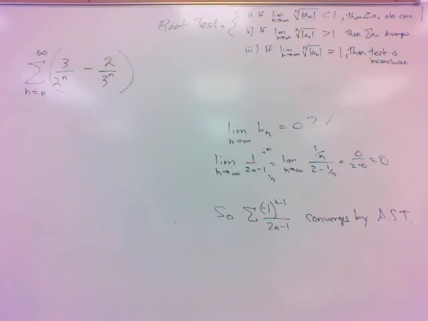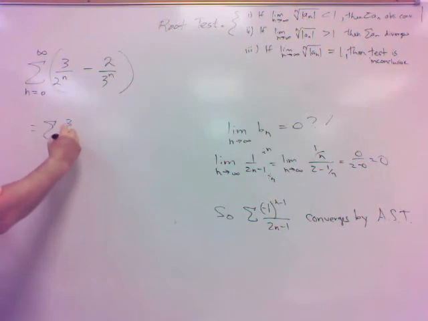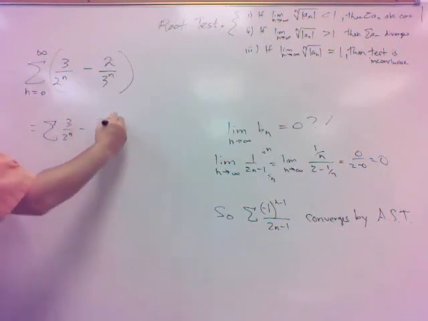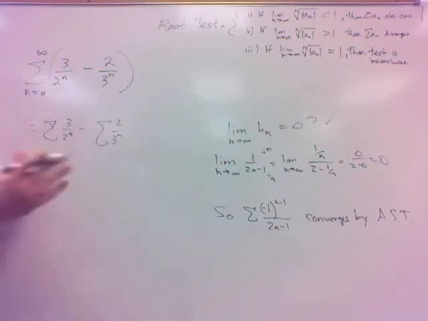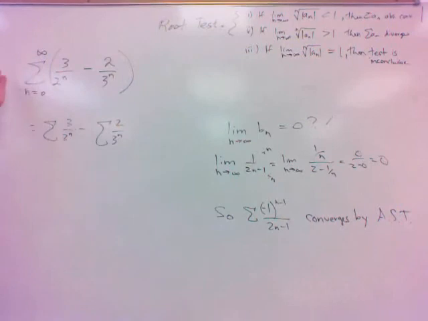Well, really, first of all, that splits up, doesn't it? I can just say 3 over 2 to the n minus 2 over 3 to the n. Usually, that's what you want. If you've got a plus or minus between two fractions, you want to split that into two things. First of all, think about that.